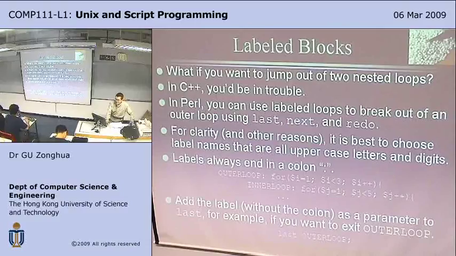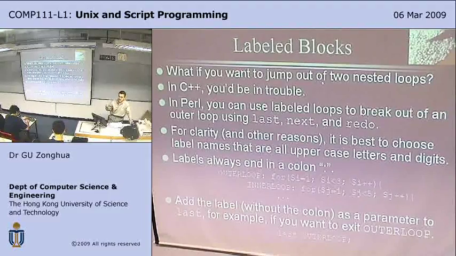What if you want to jump out of two nested loops? In C++, you can't do it, because you only have a keyword break that jumps out of the innermost loop. You cannot break out of two nested loops. Well, you can do it with goto, but goto is really a bad keyword that you should avoid as much as possible.